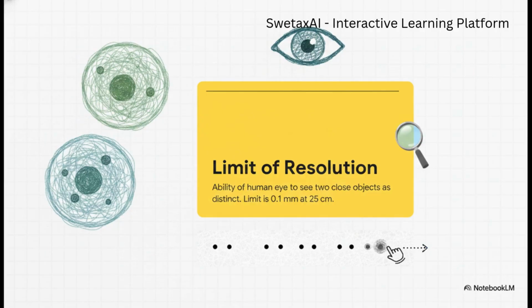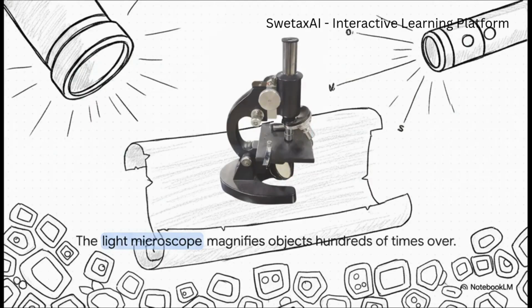And since almost every cell on the planet is way smaller than that threshold, they were totally invisible to us. We were literally blind to the very things we're made of. But humans are tool builders, right? We eventually smashed right through that visual limit.